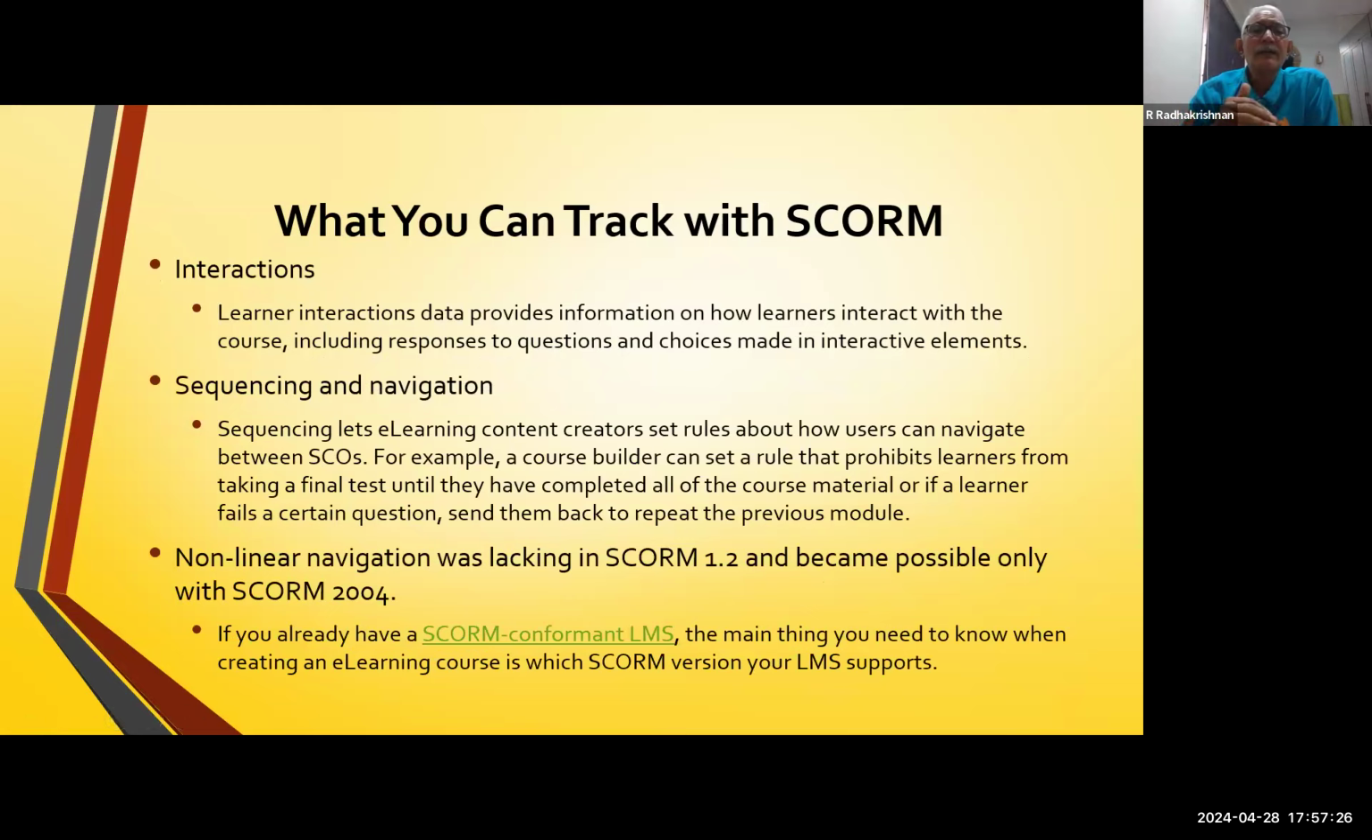Now you can also have interactions. Learner interactions data provides information on how learners interact with the course, including responses to the questions and choices made. Then again, it sets sequencing and navigation. The course builder can set a rule that prohibits a learner from taking a final test. So you can set rules saying that unless I complete all the modules, I will not be allowed to take a final test. I can also set tests after every module, and if he gets a minimum score in each module, he will be able to move to the next module. Until then, I can even stop permitting him to go to the next module. These are certain sequencing and navigation rules which you can set.